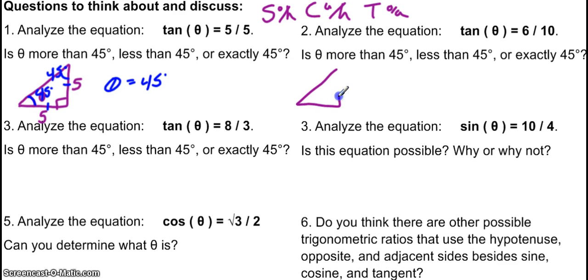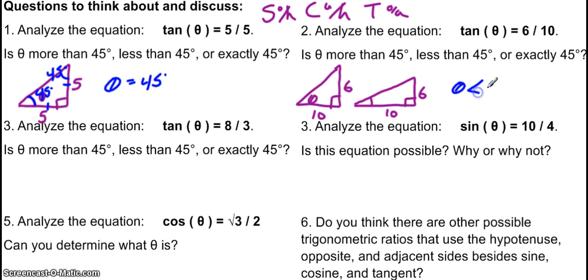Go ahead and draw a triangle, call this theta, and we have tangent of theta is 6 over 10. Now tangent again is opposite over adjacent, so here's my opposite, it's proportional to 6. My adjacent is proportional to 10, and well, maybe that's not the best drawing. If I drew this more to scale, we notice that our adjacent side, 10, is much longer than our opposite side, 6. And so this angle here has got to be less than 45 degrees.